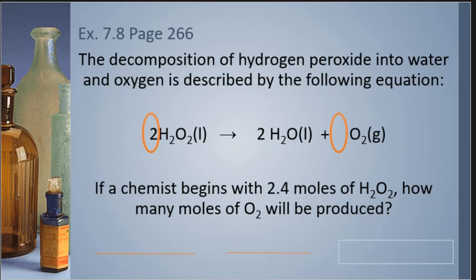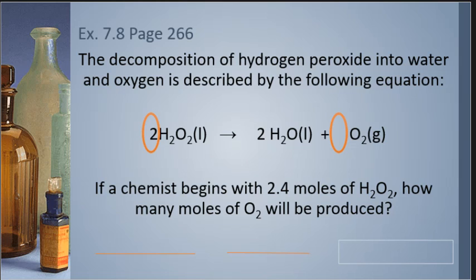If I have 2 moles of H2O2 and I go through this reaction, I'm going to end up with 2 moles of H2O and how many moles of O2? 1. Because I'm relating it. For every 2 of these, I have 1 of these. That's pretty cool, all right?